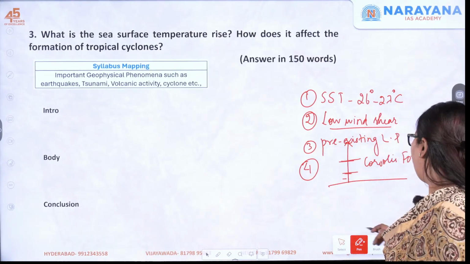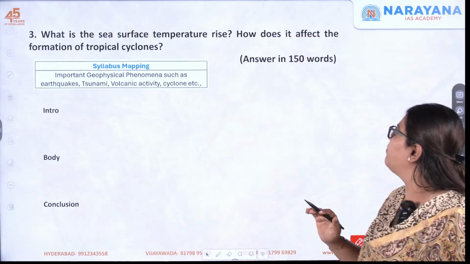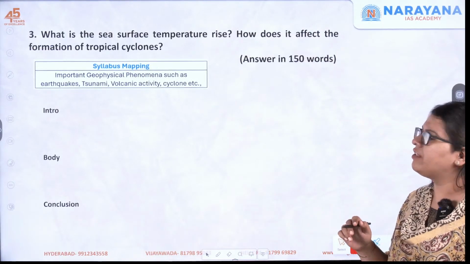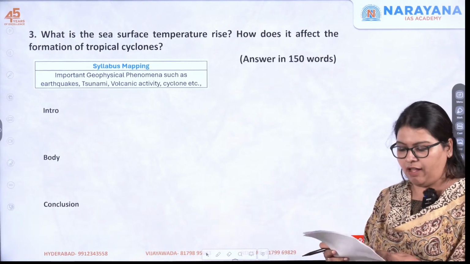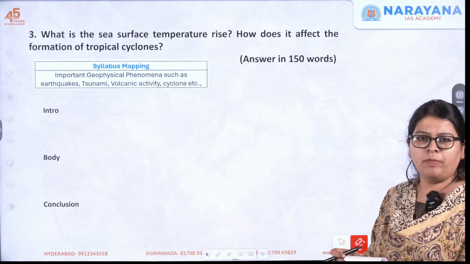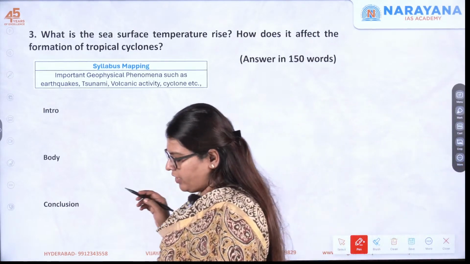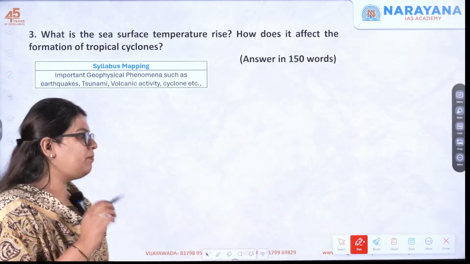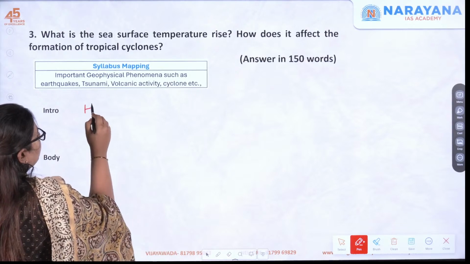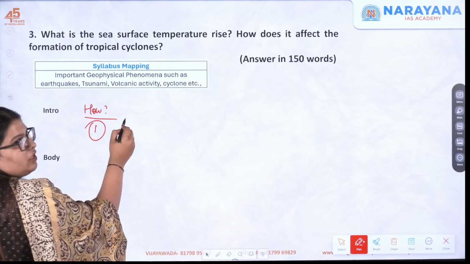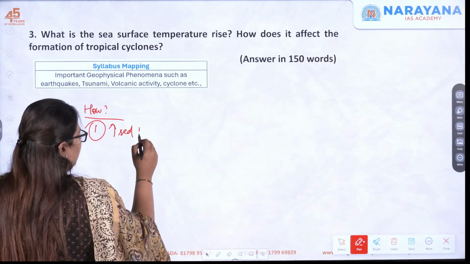So now you've understood what a tropical cyclone is. We've seen the sea surface temperature, and now the important part is how it affects the formation of tropical cyclones. There are a few points. The first point is increased evaporation.